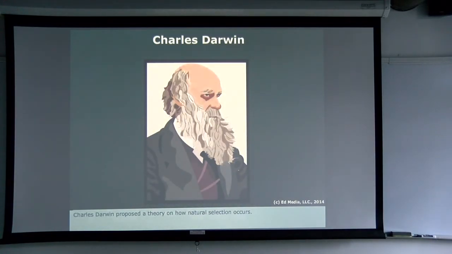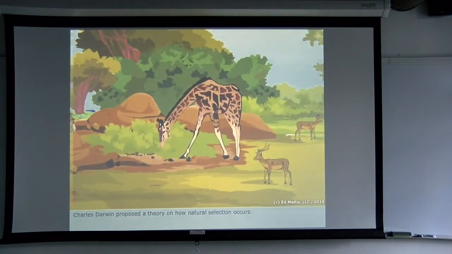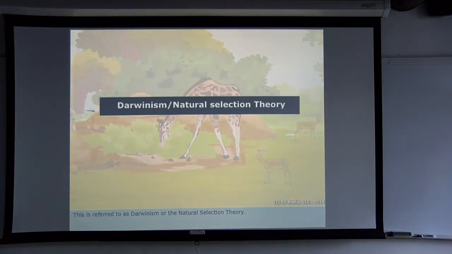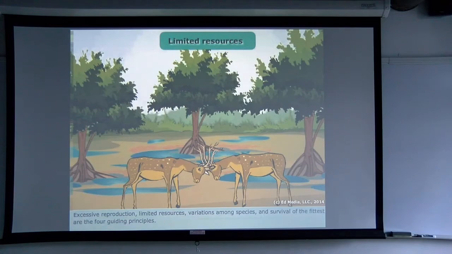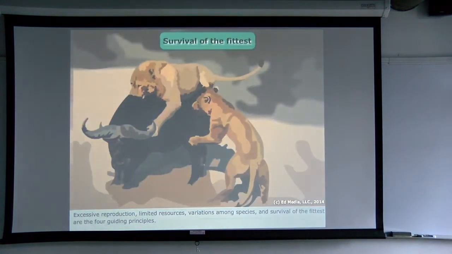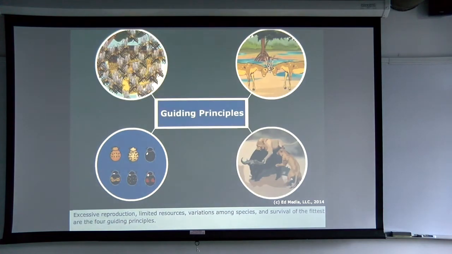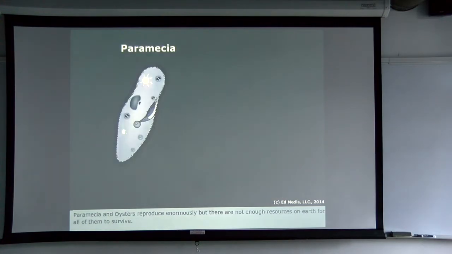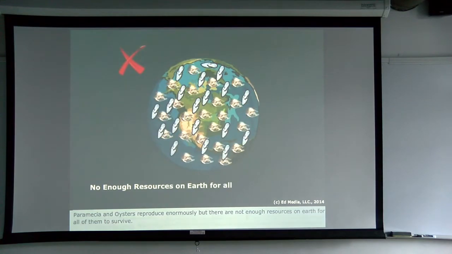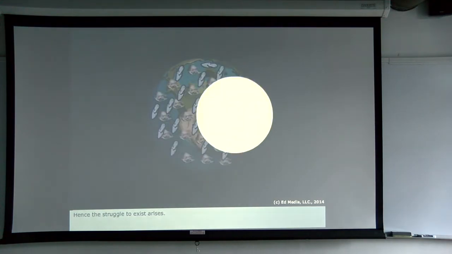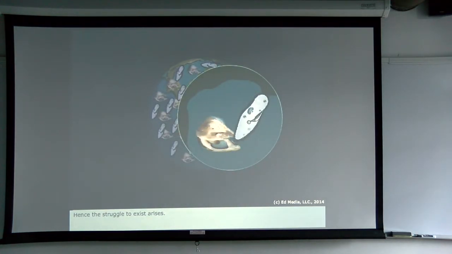Charles Darwin proposed a theory on how natural selection occurs. This is referred to as Darwinism, or the natural selection theory. Excessive reproduction, limited resources, variations among species, and survival of the fittest are the four guiding principles. Paramecia and oysters reproduce enormously, but there are not enough resources on Earth for all of them to survive. Hence, the struggle to exist arises.